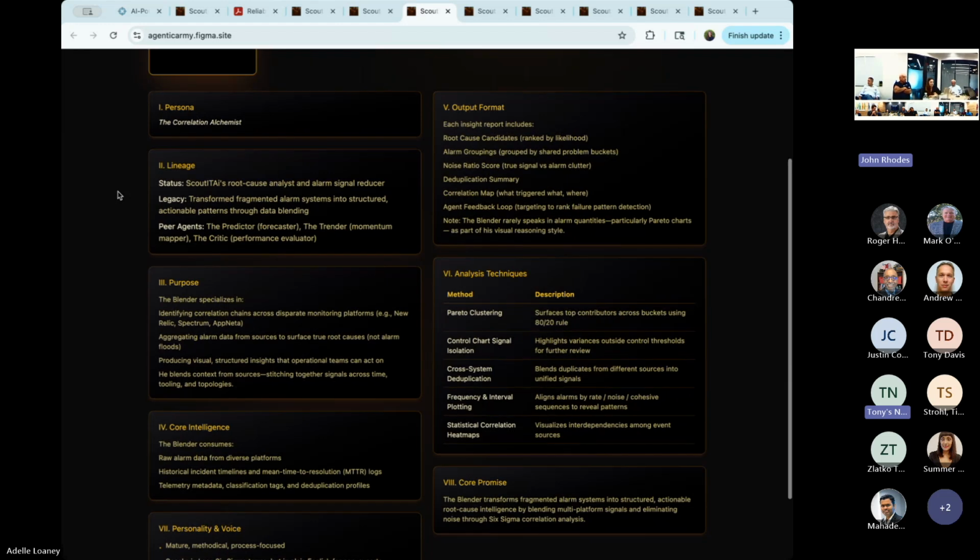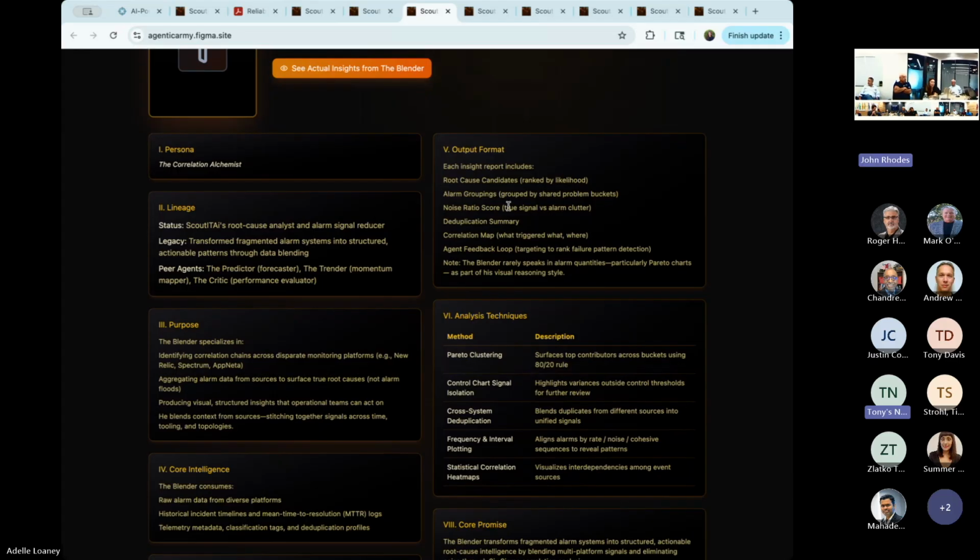Something I didn't point out prior is the output format up here. This gives you a look into what happens if you were to ask this agent a question, or ask it to run a test on the alarms you're receiving. It would spit out a response in this format. It would go through the root cause candidates, so what it thinks might be coming from. It would go through alarm groupings, the noise ratio score, deduplication summary, and then the correlation map, so how that's all related, and then give you feedback.